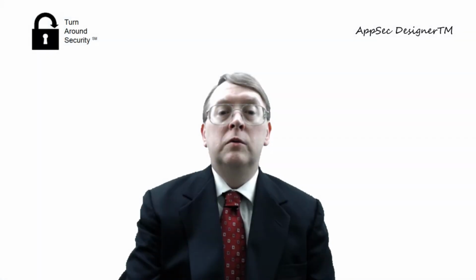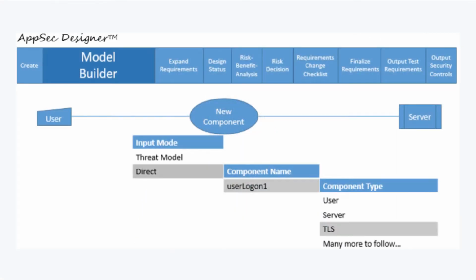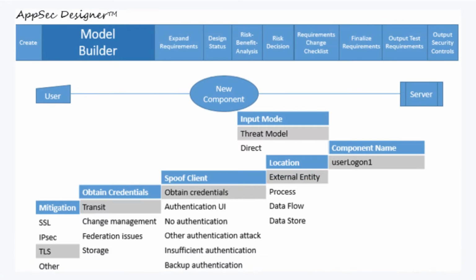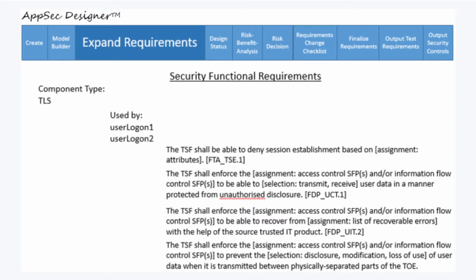Okay, so this is cool, but then I started thinking, how can I make this a really useful tool? Generating the detailed security functional requirements is the key feature, but I needed more supporting functionality. As a result, I added a number of screens supporting the secure software development lifecycle process. First, there is the Model Builder screen where you add security components directly or as threat modeling countermeasures. Then there's the Expand Requirements screen where the requirements are expanded based upon interdependencies.